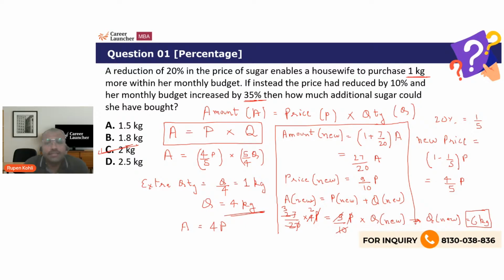So with this, it was all about percentage change, right? I have thoroughly used the concept of multiplying factor, right? And I've used the basic relationship between the three quantities, which is amount is price into quantity, right? All right.